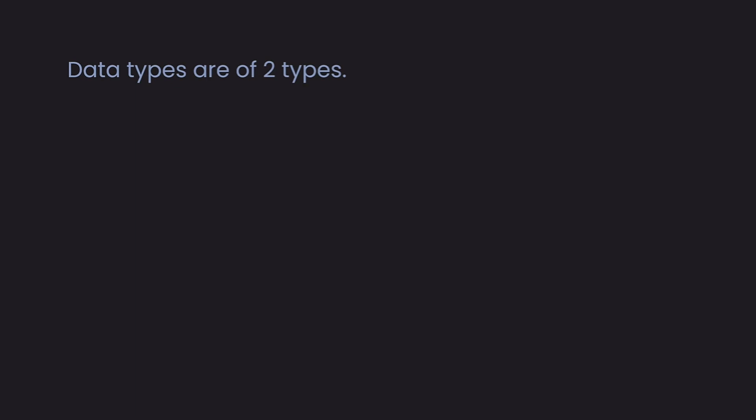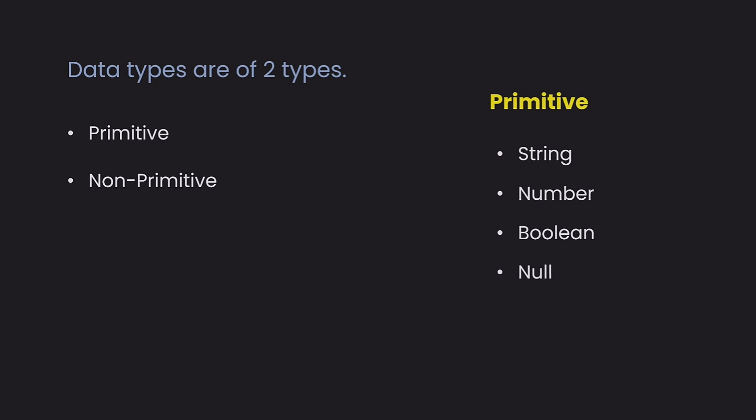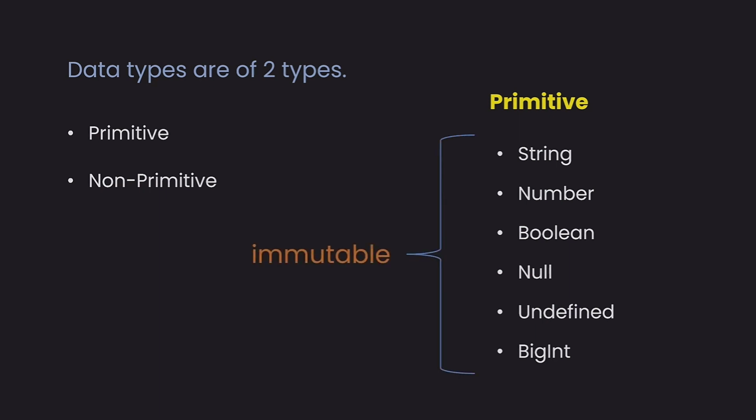Now it's time to know about data types in JavaScript. Data types are of two types: primitive and non-primitive. There are 7 primitive data types: string, number, boolean, null, undefined, and BigInt. The special characteristic of the primitive data types is that they are immutable, which means that their values cannot be changed once they have been created.